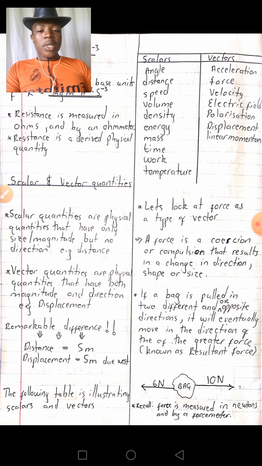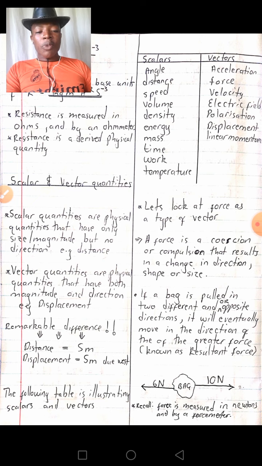Let's look at force as a type of vector. A force is a cohesion or a compulsion that results in a change in direction, shape, or size. If a bag is pulled in two different and or opposite directions, it will eventually move in the direction of the greater force, known as the resultant force.